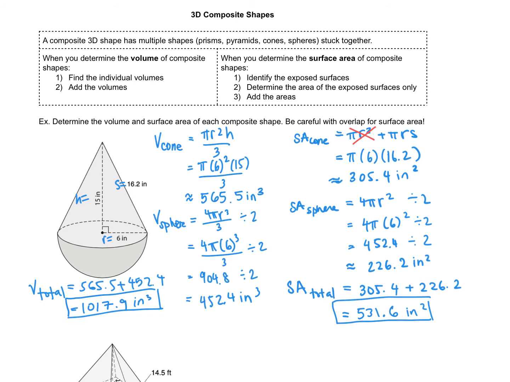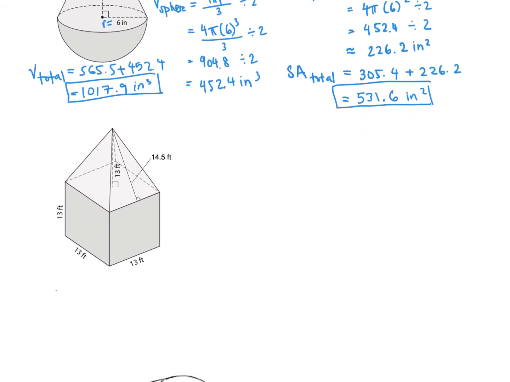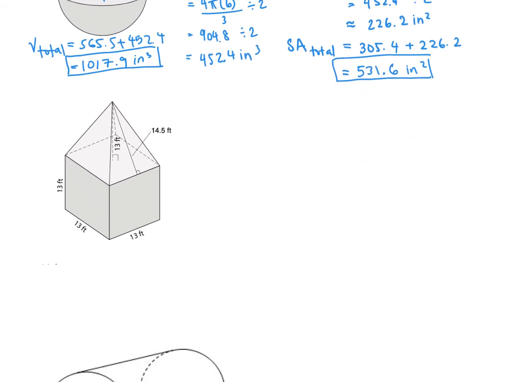Let's try another one. So in this next shape, we have a rectangular prism on the bottom, which is actually a cube because all three sides are the same. And then we have a rectangular based pyramid, or a square based pyramid on top.